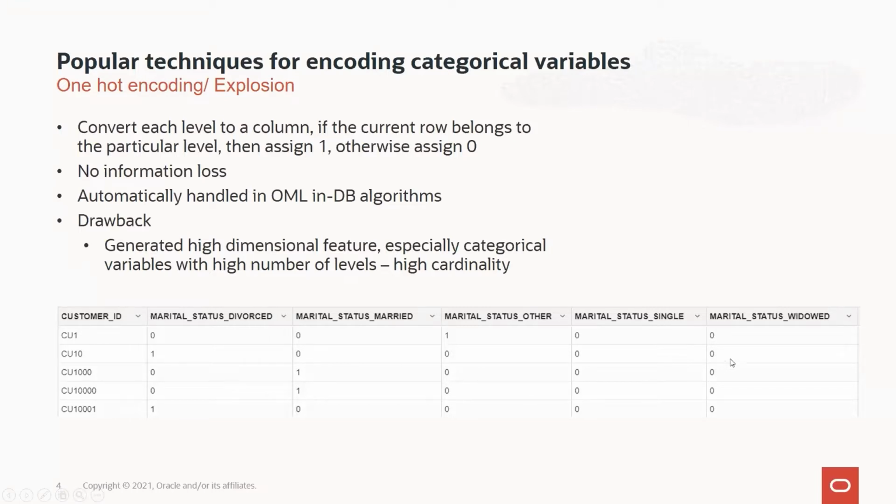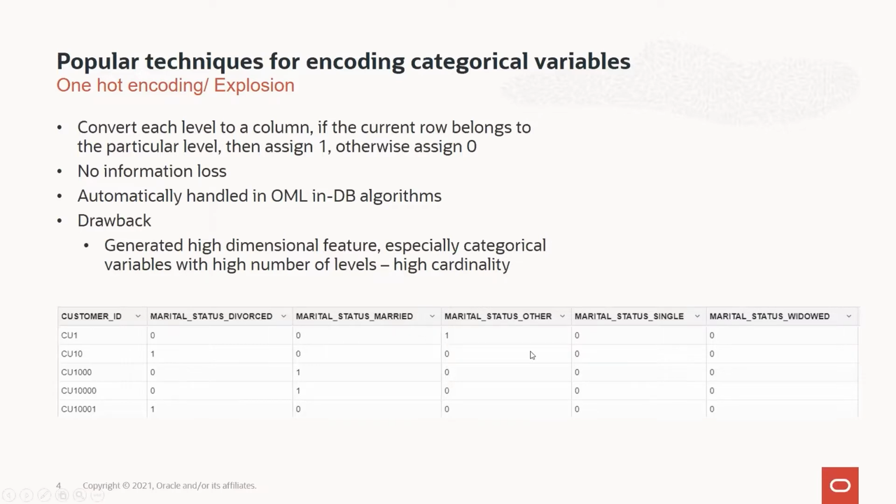This technique is widely used. One of the benefits is there's no information loss. It keeps all the original information. One thing I want to point out is that if you stick with the Oracle Machine Learning in-database algorithms, you don't need to do that manually. All the algorithms can handle that, so these transformations are automatically handled in each algorithm.